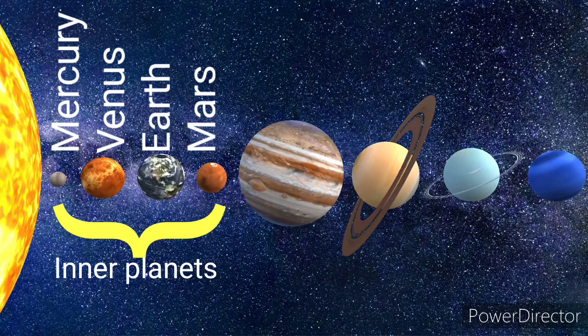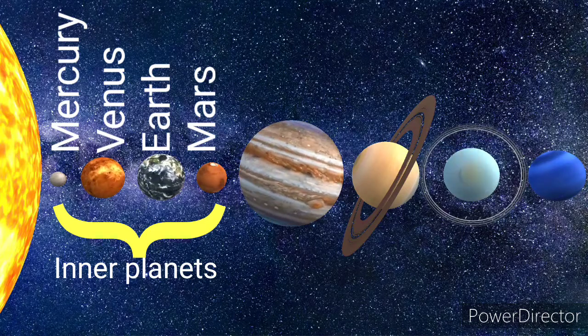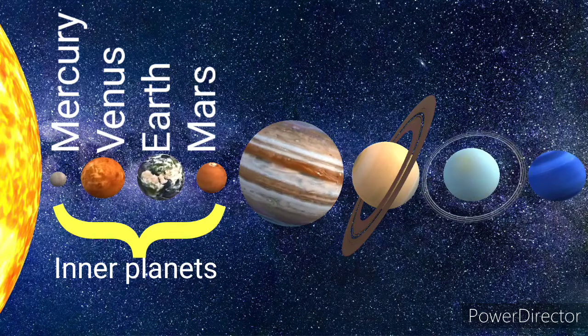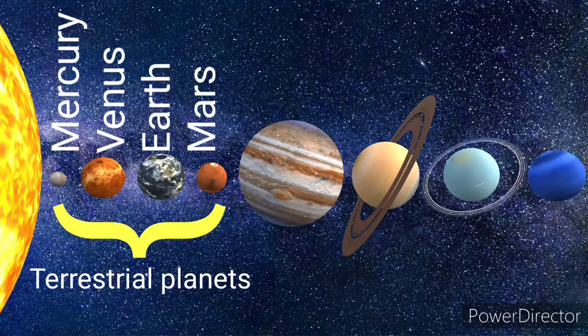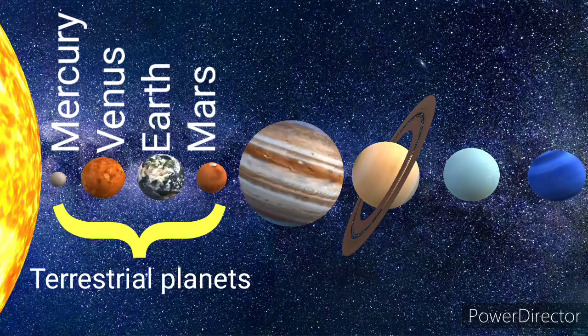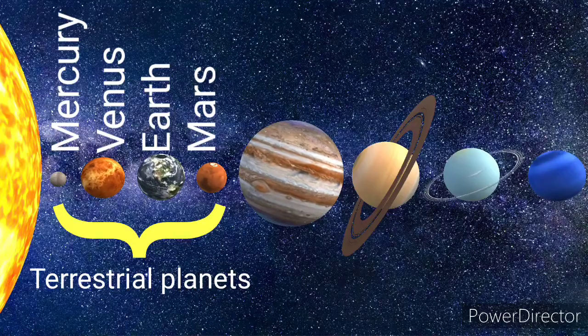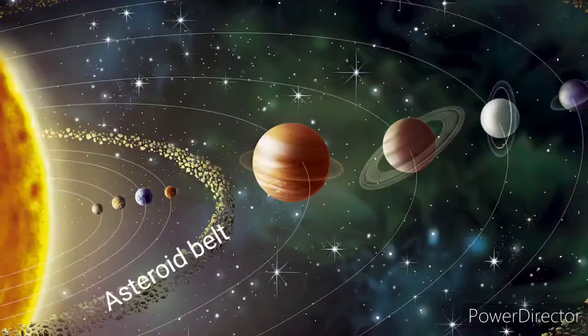Mercury, Venus, Earth and Mars का surface rock से बना है, so they are called terrestrial planets. Terrestrial means which is related to the Earth. These planets also have a rocky surface like Earth, so they are called terrestrial planets. They are separated by the asteroid belt from the outer planets. Inner planets और outer planets के बीच में एक asteroid belt है.